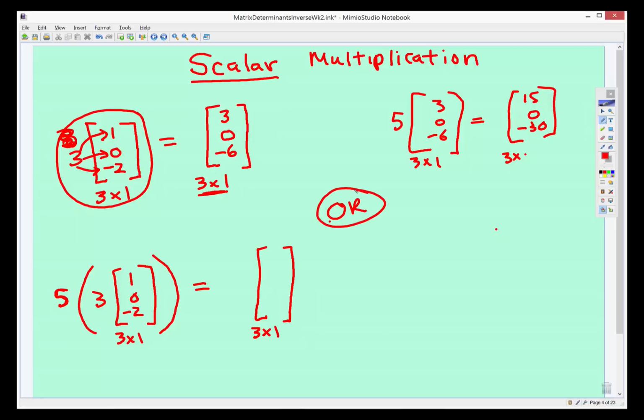Or what you could do, and this only works with scalar multiplication, is multiply 5 times 3 first. That becomes 15. 15 times 1 is 15. 15 times 0 is 0. 15 times negative 2 is negative 30. And oh look, these two agree with each other. So you could do it either way. You can do the inside first, which is order of ops. But I'm going to show you when to follow order of ops exactly and when you can take a shortcut. All right, that's it.